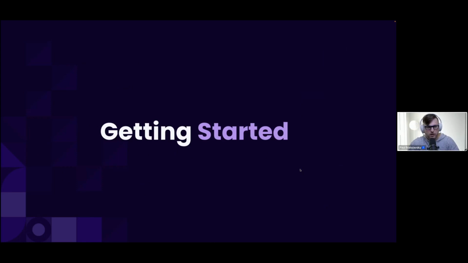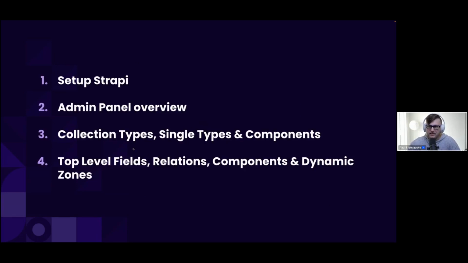So we're going to jump right into it. We're going to get started with Strapi, and I'm going to go through this demo with you together. If you want to follow along, you of course can. So let's first set up Strapi. We're going to do a quick admin panel overview, talk about collection types, single types, and this concept of top-level fields, relations, components, and dynamic zones, which is very important when it comes to populating your data.